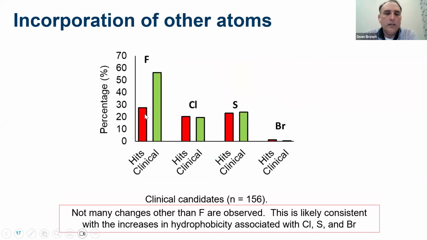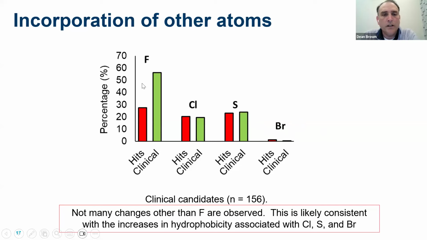So again, that's hopefully not stating the obvious. Many of us do this. There are some great reasons to incorporate fluorine into your hit. A lot of people do that. They don't do it so much with chlorine or sulfur, and bromine is very underrepresented. And I think there are obvious reasons why these are not added to your molecule in excess from your starting point.